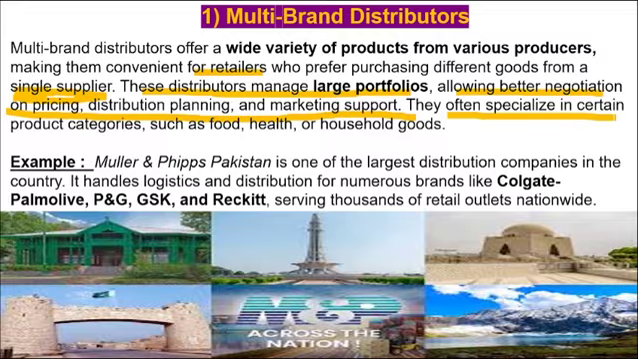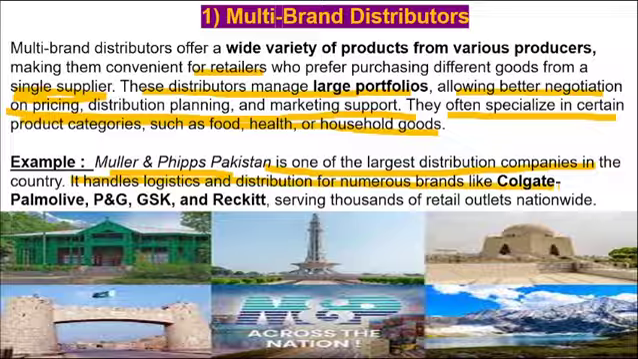They often specialize in certain product categories such as food, health and household goods. Example, MNP, Muller and Phipps Pakistan. MNP is one of the largest distribution companies in the country. It handles logistics and distribution for numerous brands like Colgate-Palmolive, P&G, GSK and Reckitt, serving thousands of retailers nationwide. Okay, these are the multi-brand distributors.